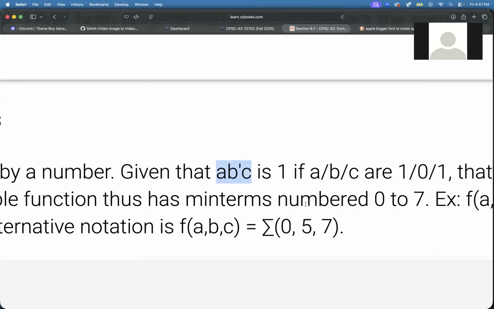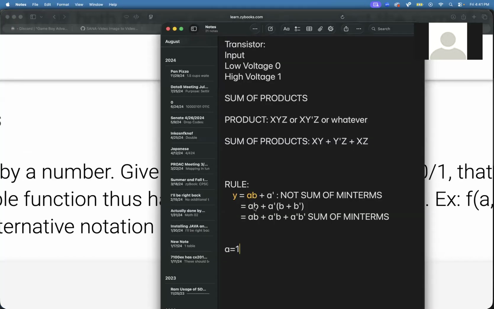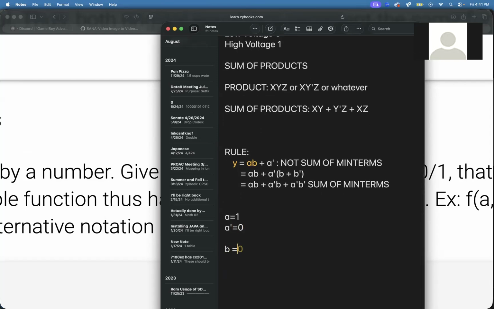So, if A is 1, you'd get a 1. If you had not A, that'd be a 0, right? And if you had B, that would be a 1. And if you had not B, 0. C would be a 1. Not C would be a 0.